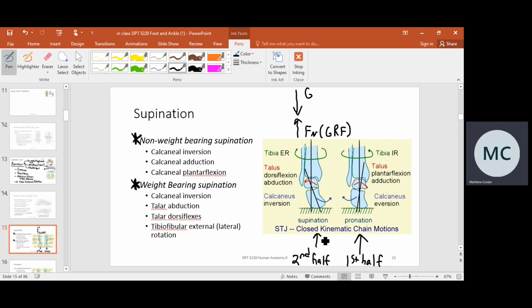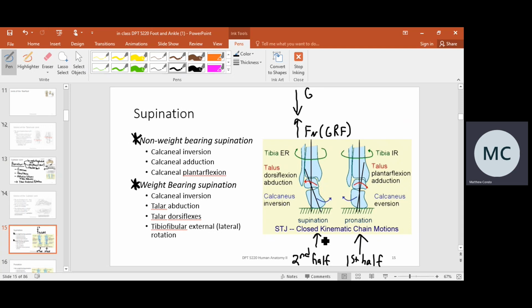My talus is going to dorsiflex and abduct, and my tibia externally rotates. And if we think about that, that's really mechanically advantageous for me, because when I am producing force during the gait cycle, I want as rigid of a system as possible so that I can get the most bang for my buck during push-off, right? So we already kind of talked about tibial external rotation, we've already associated that with the screw home mechanism at the knee.